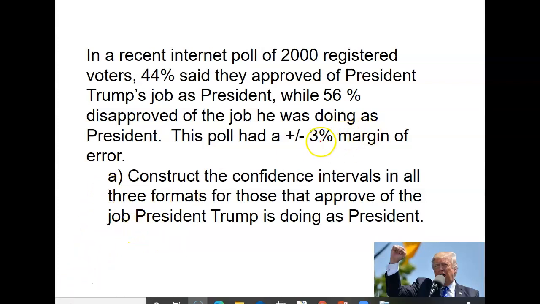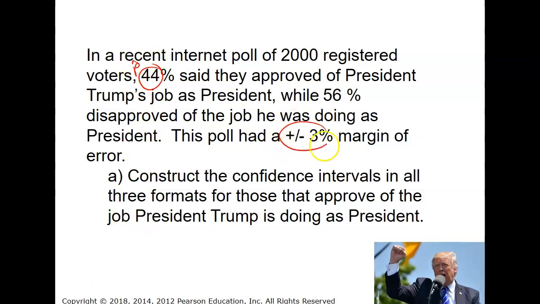Okay, so for one of the formats, we would do our p hat, which is the 44%. That's our p hat. Here's our margin of error, so this is our E. So we're going to have p hat minus the margin of error, keep the p in the middle, and we'll have p hat plus the margin of error. So this is going to be 0.41 and this is going to be 0.47.